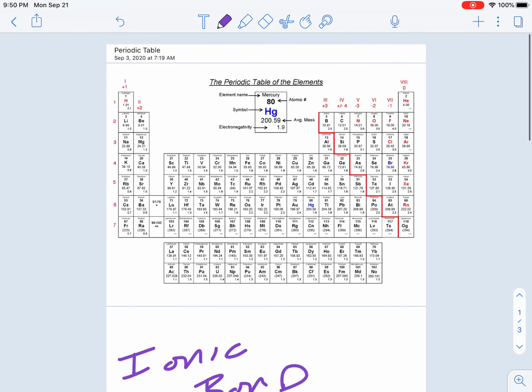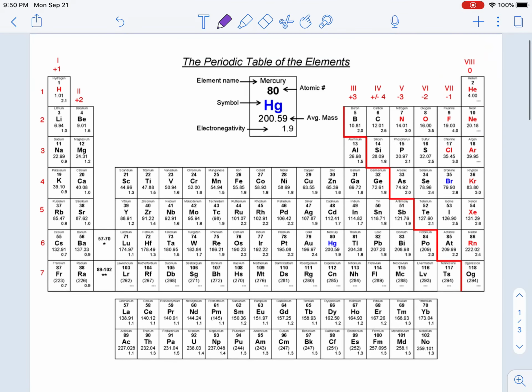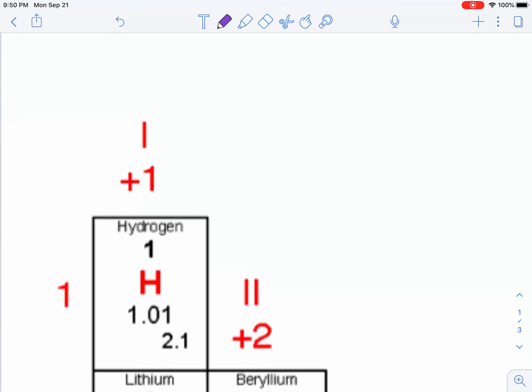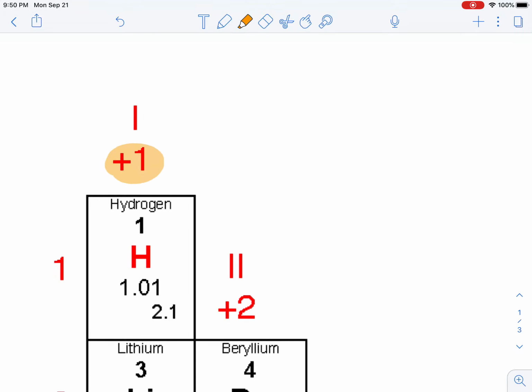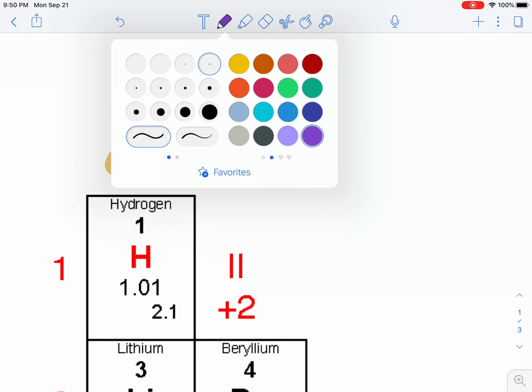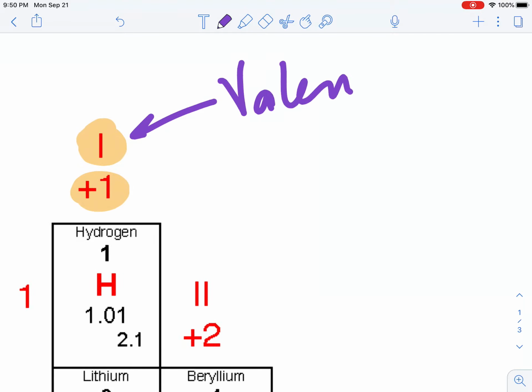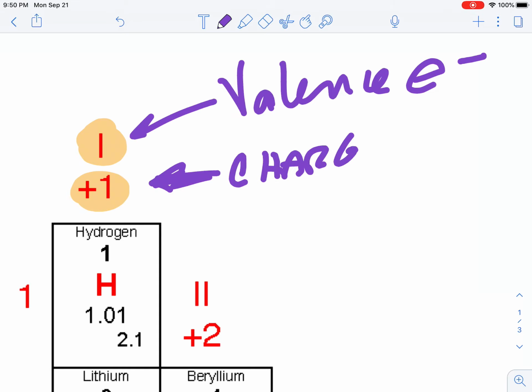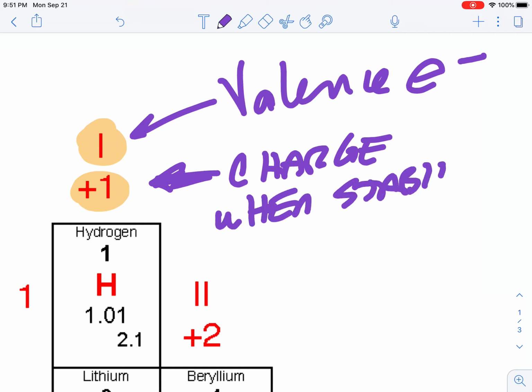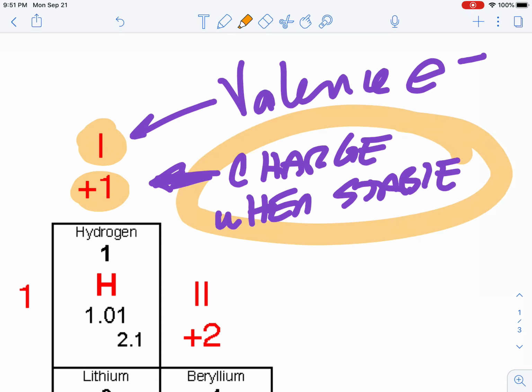Let's start by simply looking at our friend, the periodic table. We talked about these Roman numerals and charges in the last unit. What we discussed was that the Roman numeral is the number of valence electrons. And this number here, you may or may not have heard, is the charge when it becomes stable. Now, this is the area that we need to look at. What does that mean? How does it react? What does it do? Why do I care about it?